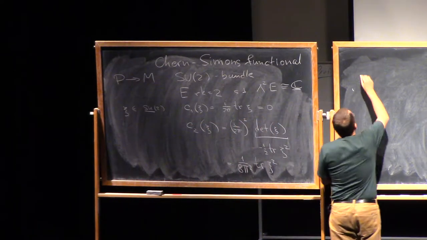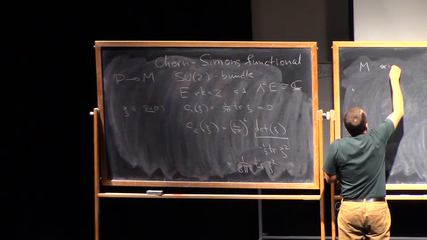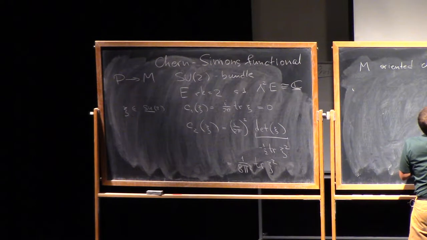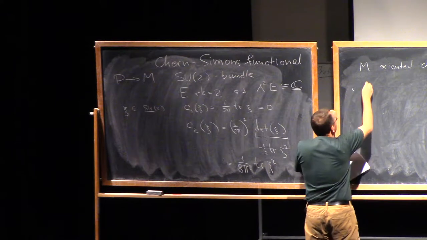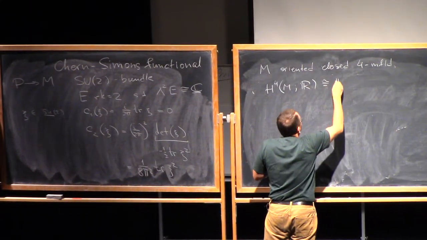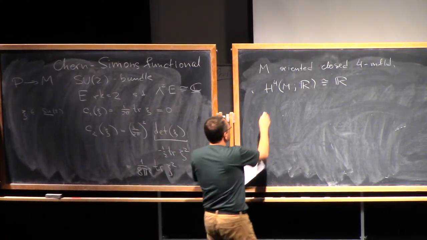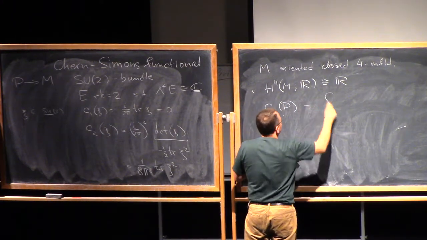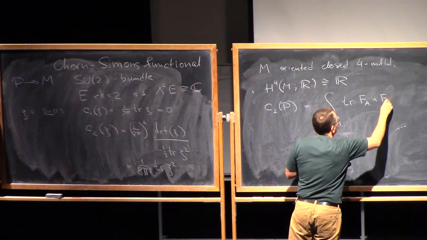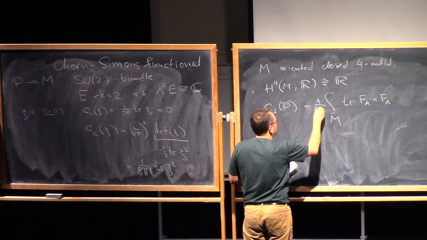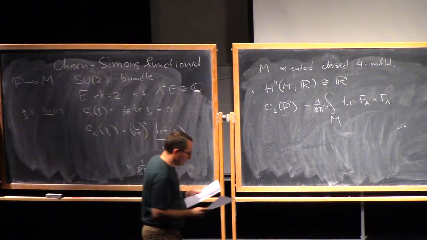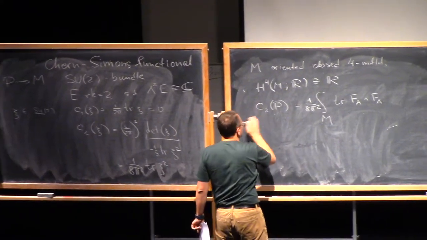And so, if M is an oriented, say, closed four-manifold, then I can identify the fourth cohomology group of M, say, with real coefficients or with integers, with the reals themselves. And the second Chern class of P is then just the integral over M of the trace of F_A wedge F_A, up to the coefficient 1 over 8 pi squared. Okay, so now we will use this formula.